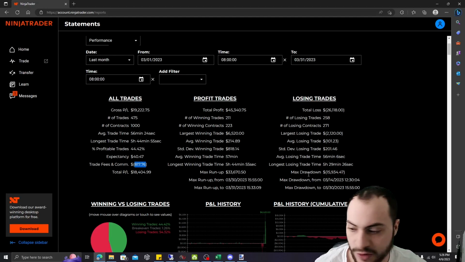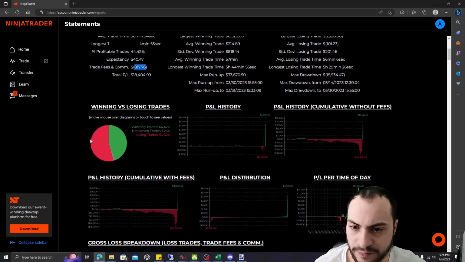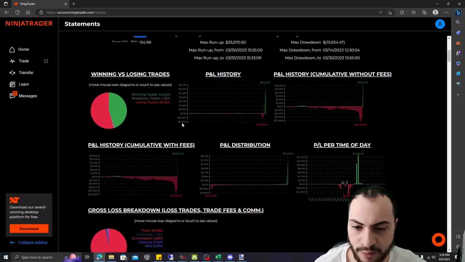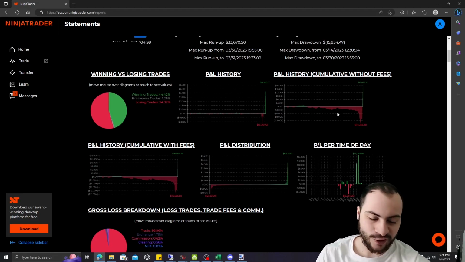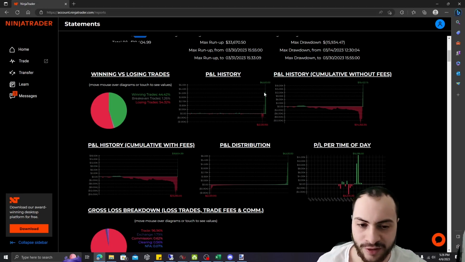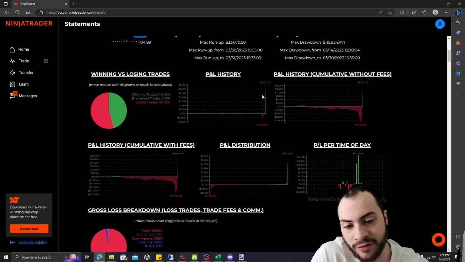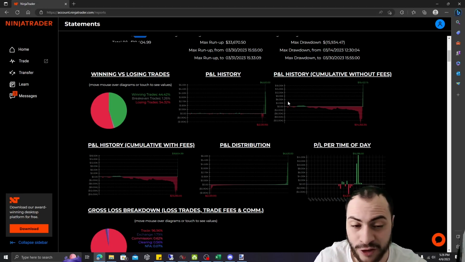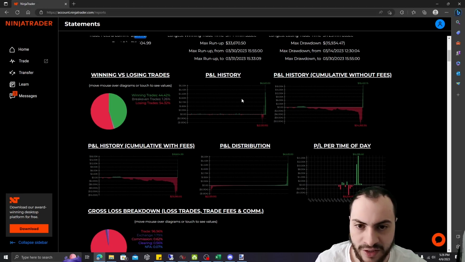We have the profit trades, losing trades here, left and right. I have some nice bar graphs, and I think these came straight from Tradovate. NinjaTrader did acquire Tradovate, if you didn't know, and they've kind of integrated their software. I like it a lot better than the trade performance tab on NinjaTrader. We can see some stats here, like winning and losing days, PNL history, profit and loss per time of day and stuff like that.